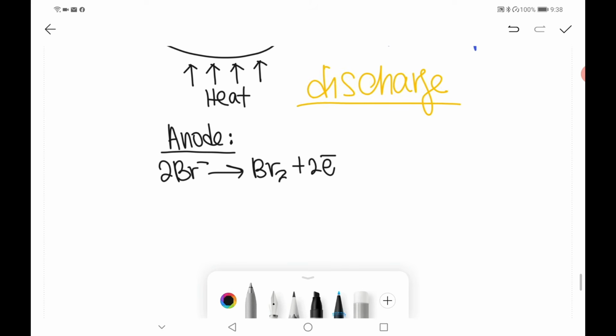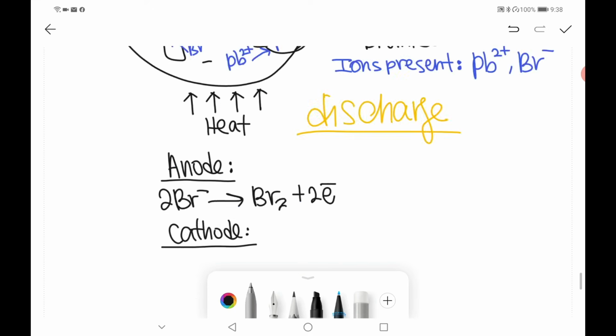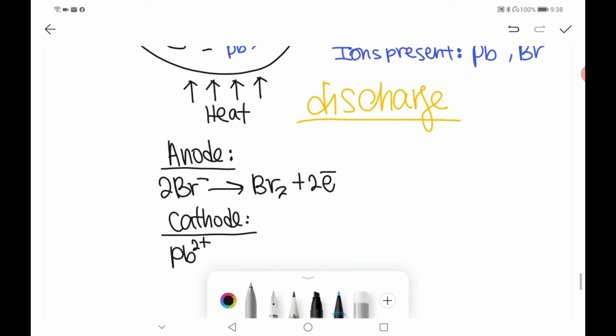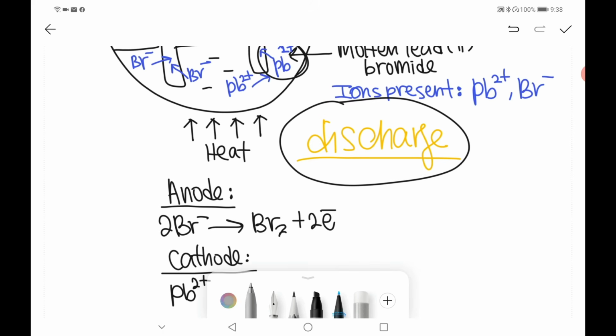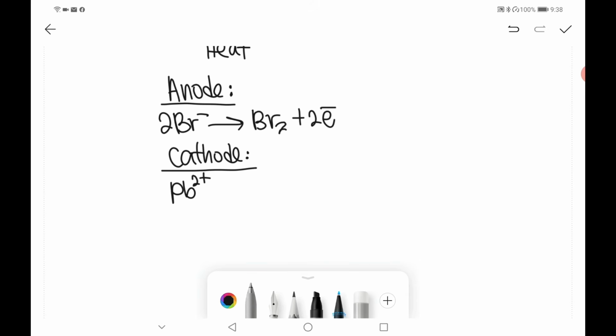Now we will do the same thing and write the half equation for the cathode. Look at the diagram. Who comes to the cathode? As you can see in the picture, Pb2+ comes to the cathode. When Pb2+ comes to the cathode, what do they want to do? Discharge. All the ions want to discharge. Discharge means they want to be neutral. So when Pb2+ throws the charge away, it becomes neutral Pb.